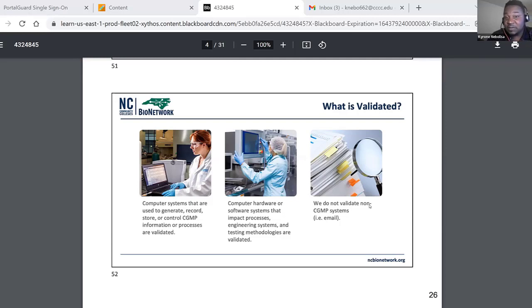So these are things like your Delta V, usually that controls your process, or you also have your automated batch records called MBR that needs to be validated. You also have your system that collects your lab results, LIMS, that needs to be validated. So these are all different types of computer hardware that feeds into what you're trying to manufacture that needs to be validated.